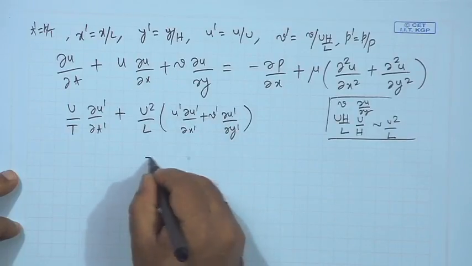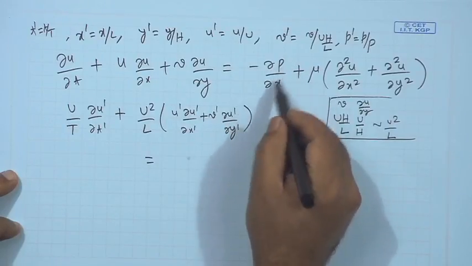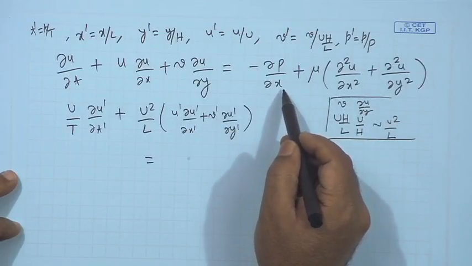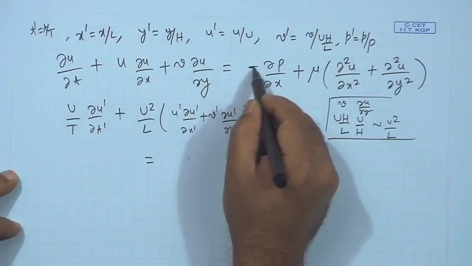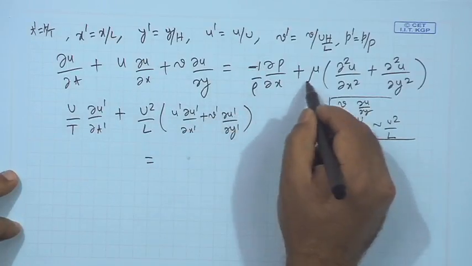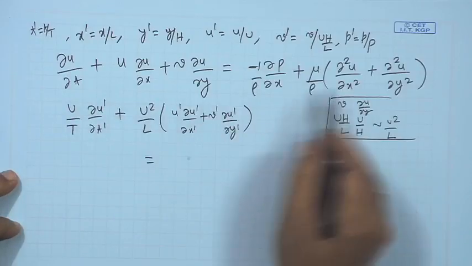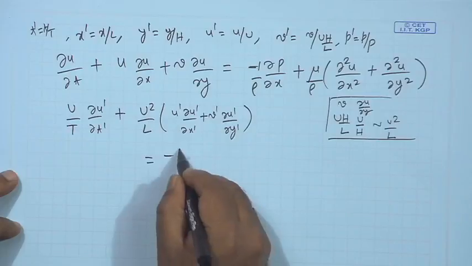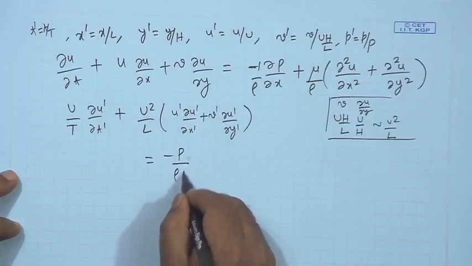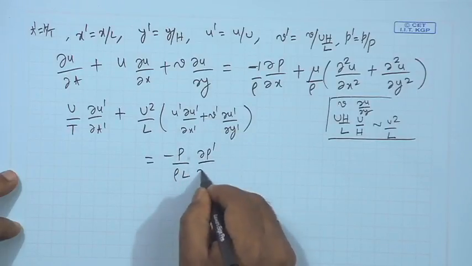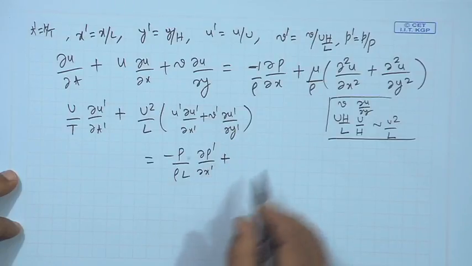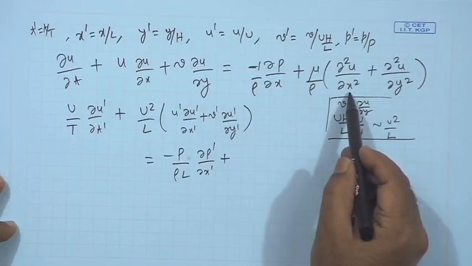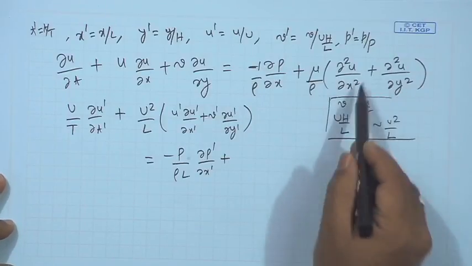So, this is the scenario, and for P we have the corresponding normalizing done by P, and then we have L. Okay. Because rho I have brought to the other side, what we get is minus P by rho L. Now, here we get different scalings because the x scaling and y scaling are different. So, we get different scaling.